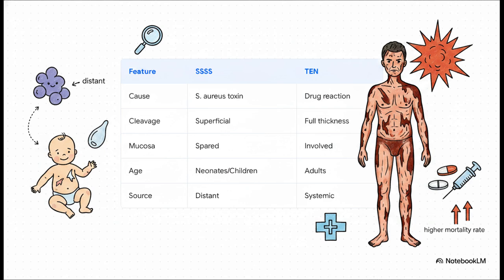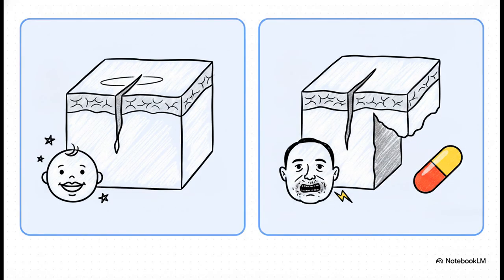On the flip side, TEN is a severe systemic drug reaction. Think sulfonamides or allopurinol. It's almost exclusively seen in adults, and it carries a really grim mortality rate. So here is the crucial point you absolutely have to lock in your memory. It all comes down to the exact cleavage level and the mucosal involvement.